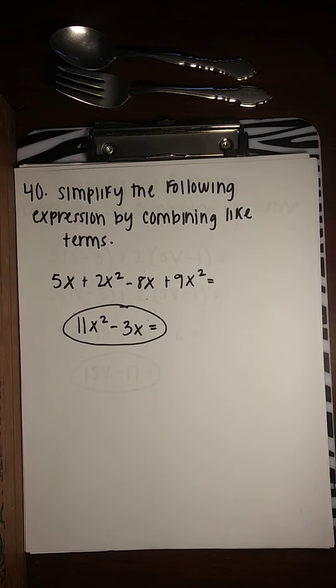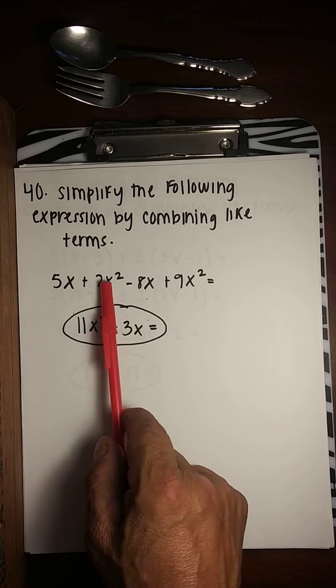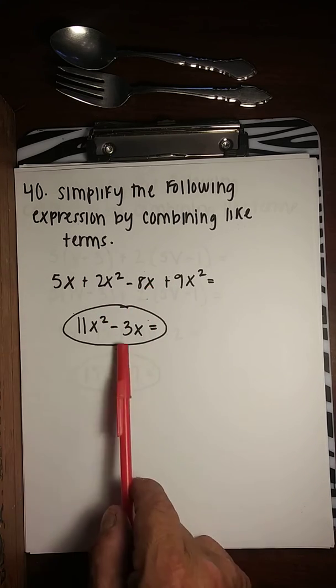Simplify the following expression by combining like terms. x squared is x squared, so we have 2 of that. It's going to be 11x squared, and that one's going to give you -3x.